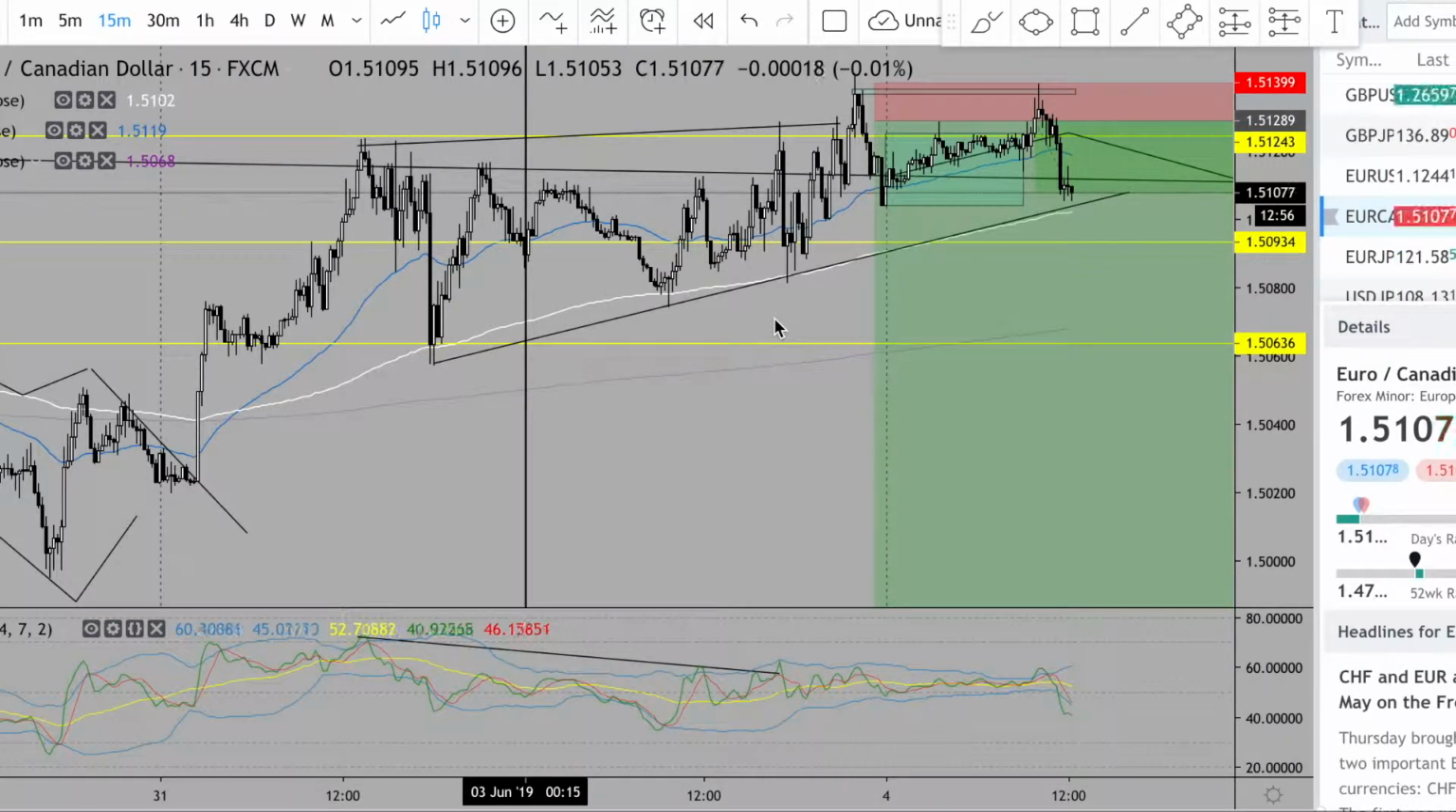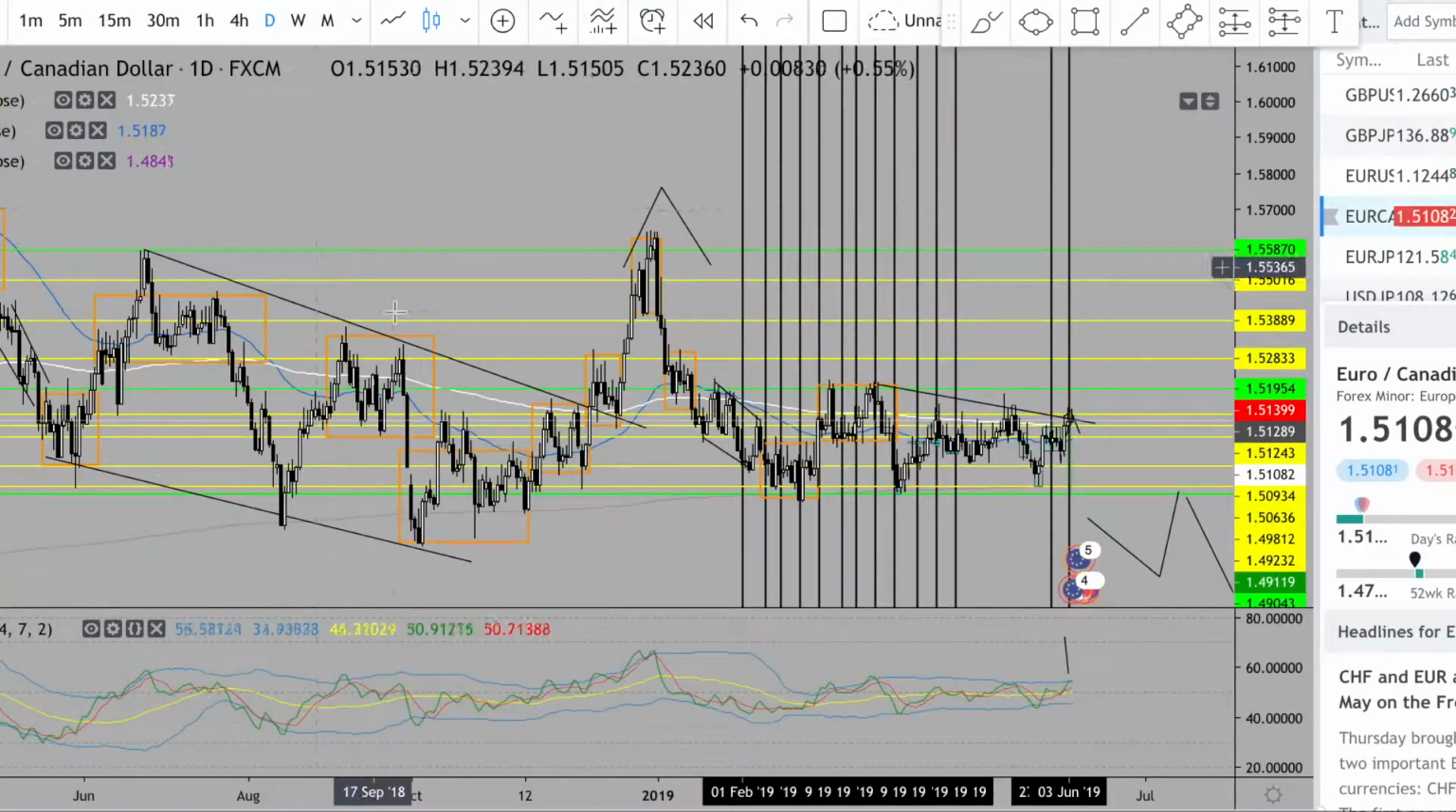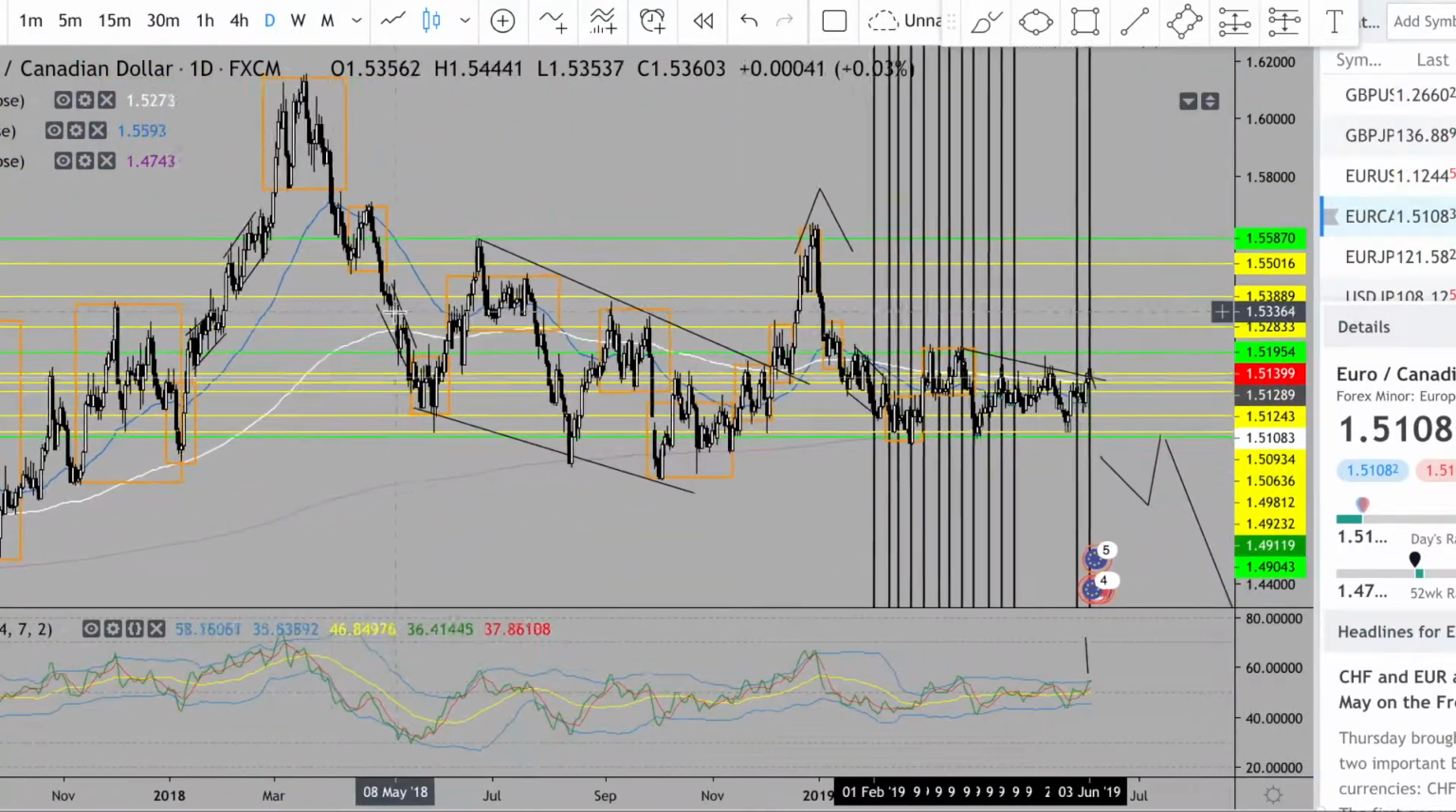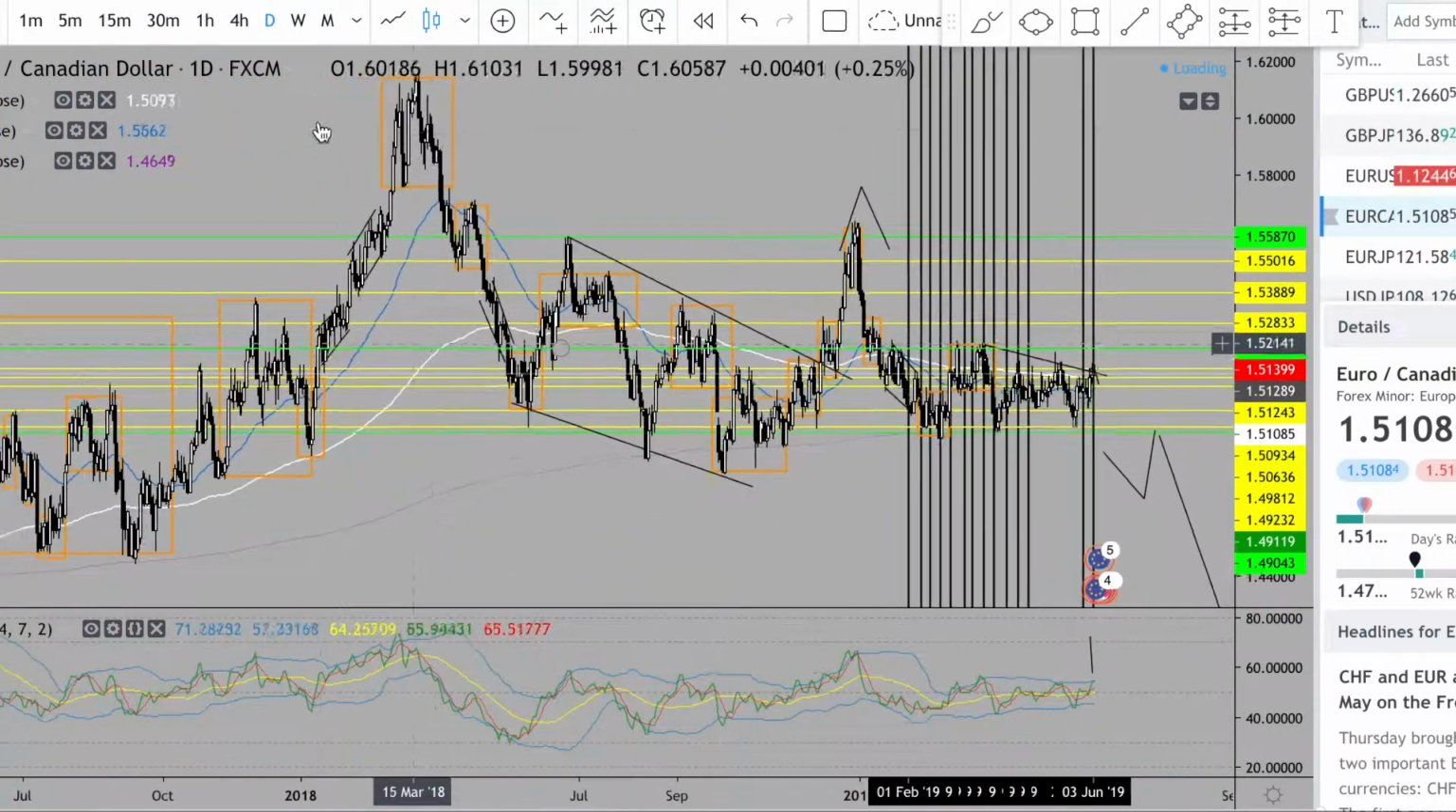This is ChiriFX and today I'm actually trading, and I just wanted to give you guys an insight into how I trade. So I'm looking at the EUR/CAD right now. Let's see it in a daily chart so we can see the macro view.